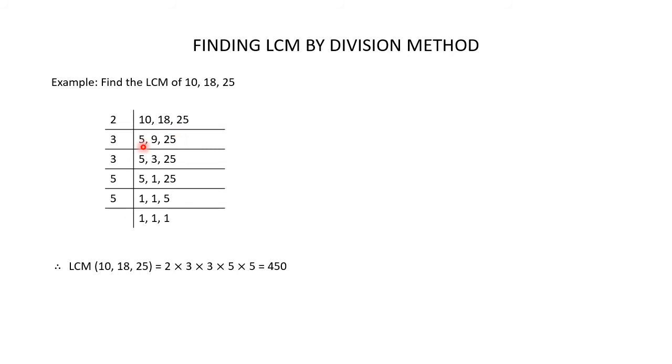Next divide these numbers by 3. 5 cannot be divided by 3, so write 5 as it is in the next row. 9 divided by 3 is 3, write 3 below 9. 25 cannot be divided by 3, write 25 as it is in the next row. Next divide by 3. 5 cannot be divided by 3, so write 5 as it is in the next row. 3 divided by 3 is 1, write 1 in the next row. 25 cannot be divided by 3 completely, so write 25 as it is in the next row.